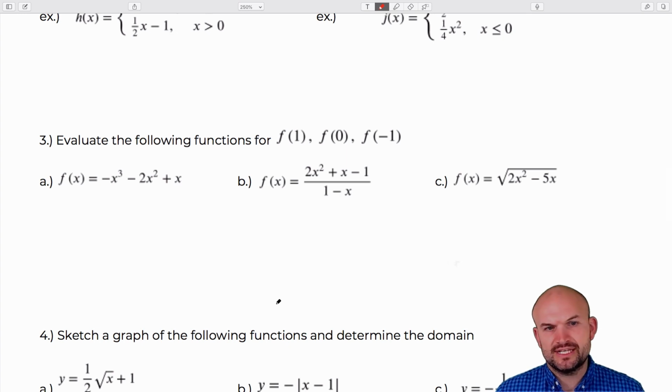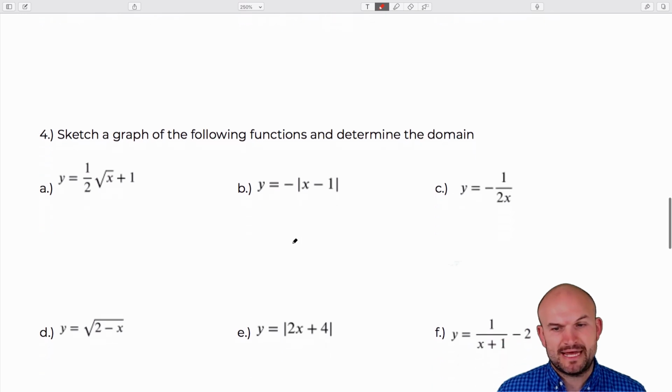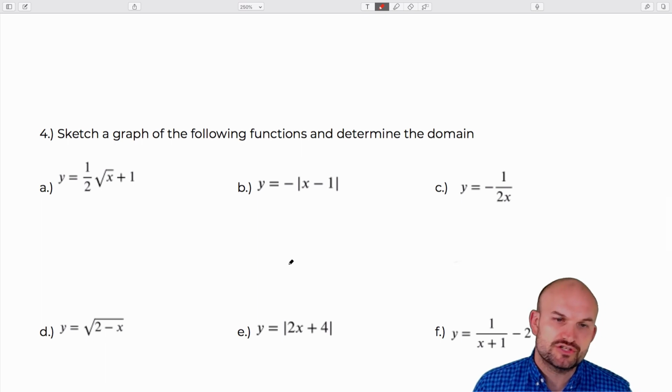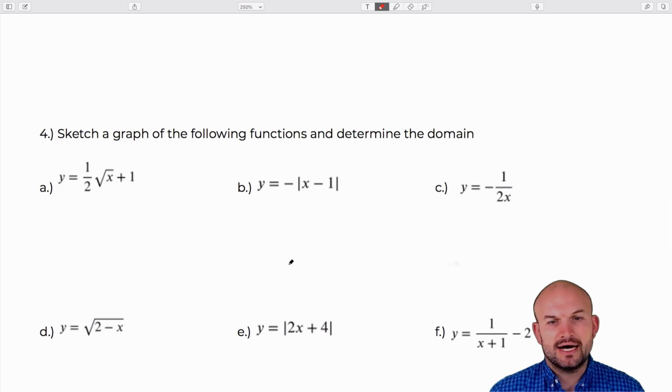And then we'll also work into evaluating the function for some given numbers, finding the value of the function for certain input values, and then working on sketching the graph of the following functions and then determining the domain. So again, just looking at some basic functions, really the square root, the absolute value, and the reciprocal function, but really understanding how the domain works for each one of those functions, as well as the transformations from their graph.